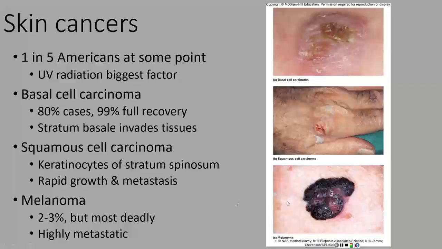Here's melanoma, and that's what we see right over here. Melanoma is the least common. Only about 2 or 3% of skin cancer cases are melanoma. But it is the most deadly type of skin cancer because it is very highly metastatic. This is a cancer of the melanocytes, and these melanocytes will very rapidly start to migrate elsewhere.